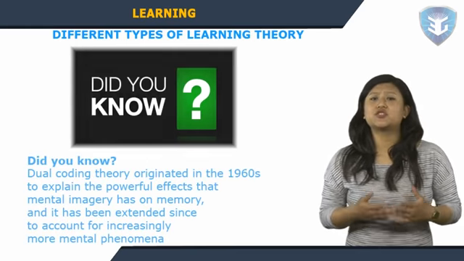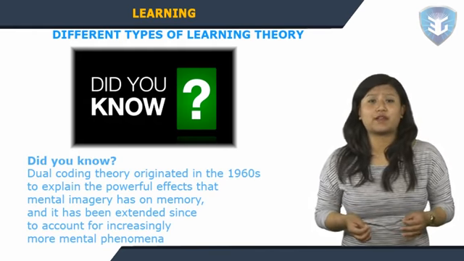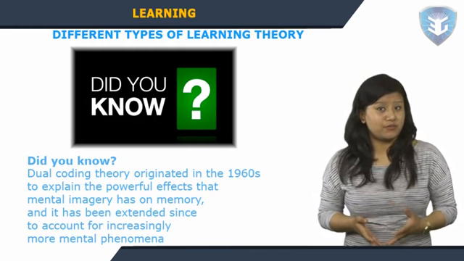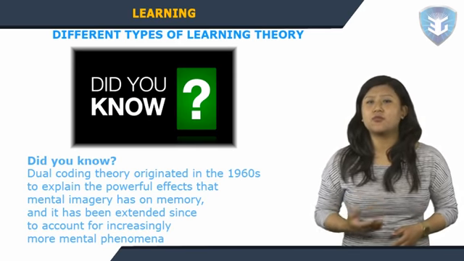Did you know that dual coding theory originated in the 1960s to explain the powerful effects that mental imagery has on memory, and it has been extended since to account for increasingly more mental phenomena?